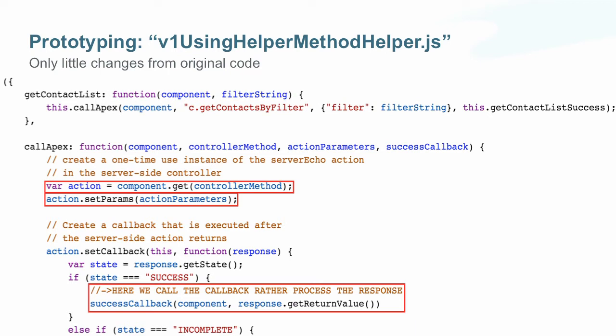So I have to invoke this callApex method. As I said, I come from getContactList, and then I just pass in all the information we had before inside that code snippet. And this is actually the getContactListByFilter, which is the method name. Then I have an object filterString, and then I have to name this callback method.